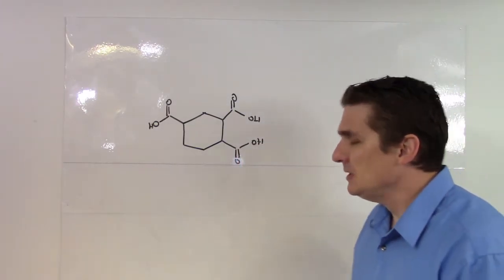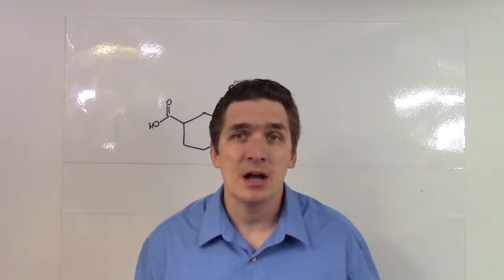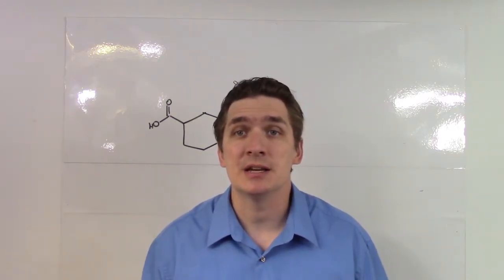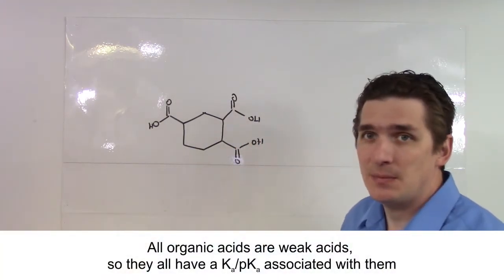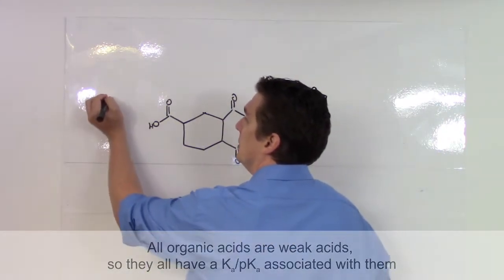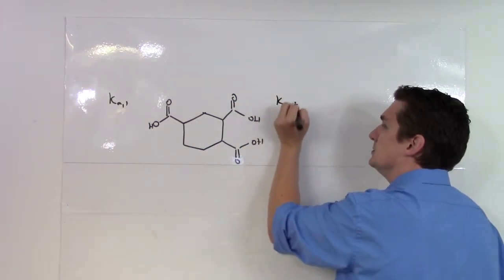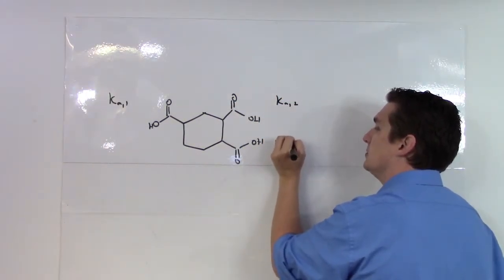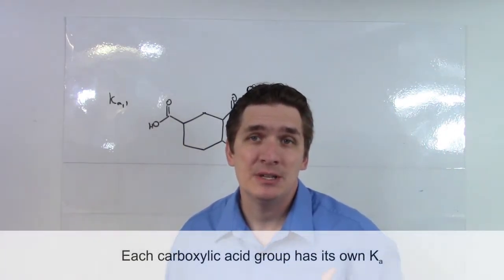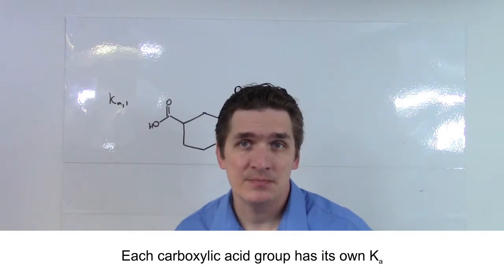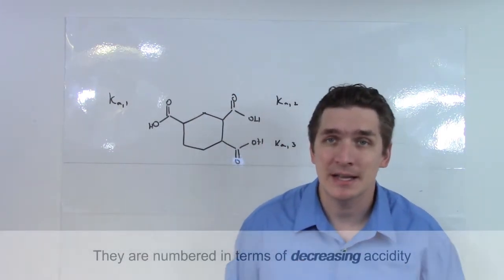Well, there are no strong acids in terms of organic compounds. They're all weak acids, which just means they have a reversibility constant associated with them. So for each carboxylic acid we have a Ka associated with it: Ka1, Ka2, Ka3. Here I've just arbitrarily put them up on the board. We label them with Ka1 being the strongest carboxylic acid, the most acidic one, and then we start working our way down.